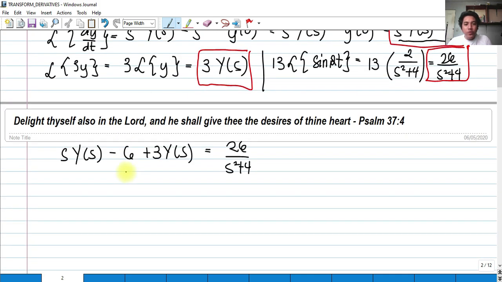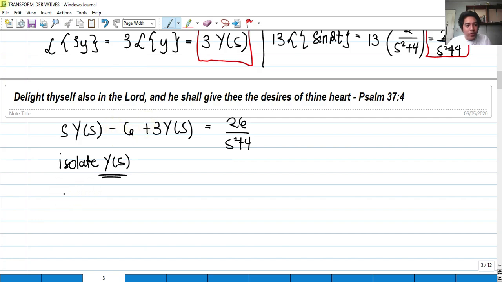So what are we going to do? We need to isolate y of s, because that's the Laplace transform. We need to isolate y of s on one side of the equation. So we have sy of s plus 3y of s. I'm going to transpose negative 6 to the other side, so that we have 26 over s squared plus 4 plus 6.